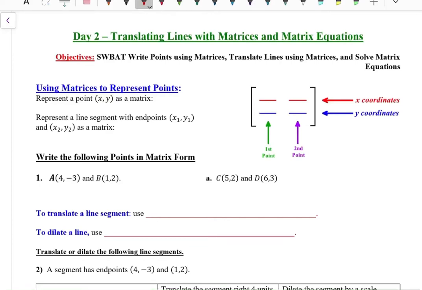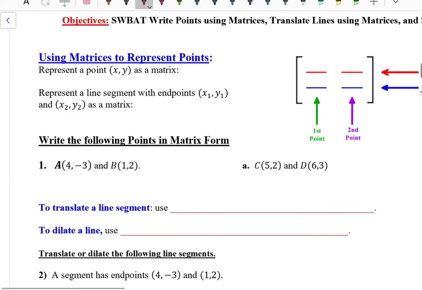Hello everyone and welcome to day 2, which is on translating lines with matrices and matrix equations. So starting off with some definitions, we're going to use matrices to represent points. So you can put x's and y's into the matrix. The key is where to put them.